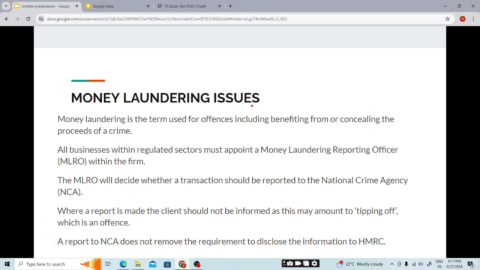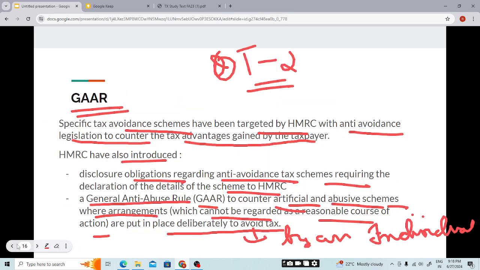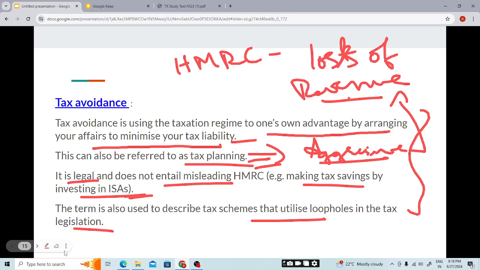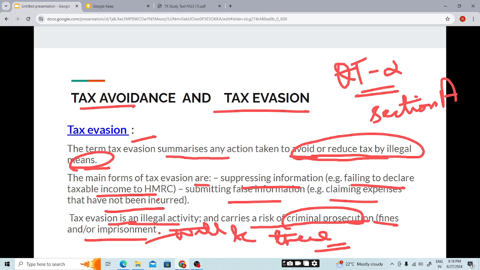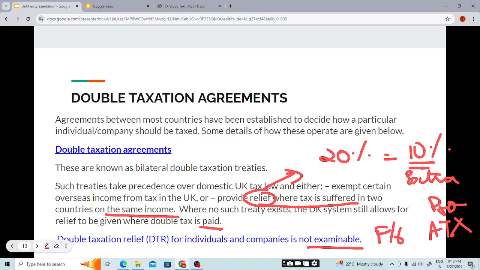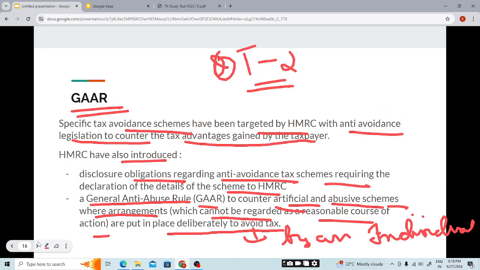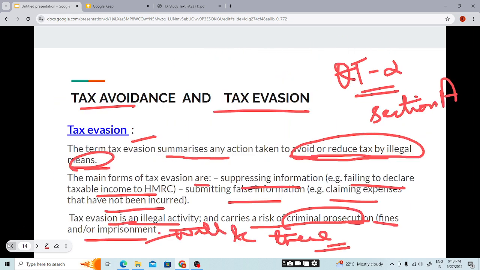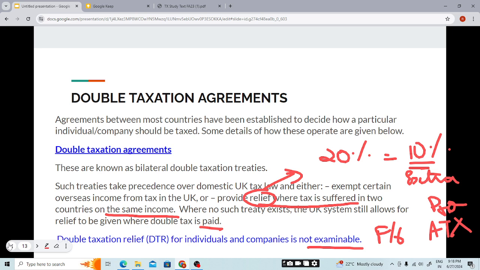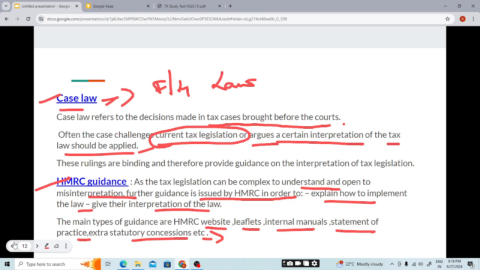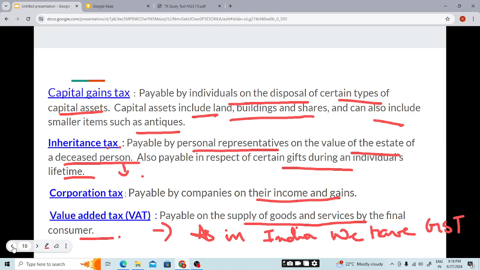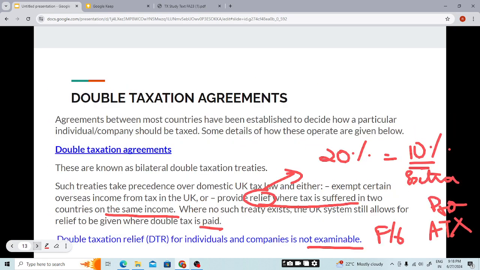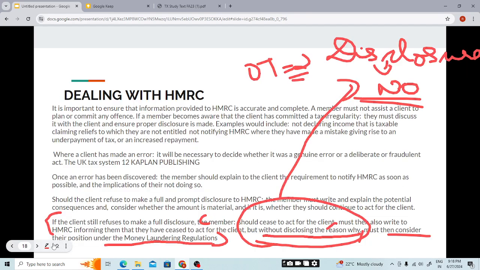What are the money laundering issues? As we have studied in the case of tax evasion, money laundering can also be here. No, no, not here. Where have we studied money laundering arrangements? One minute, students. Okay, under the professional ethics. Sorry, my bad.